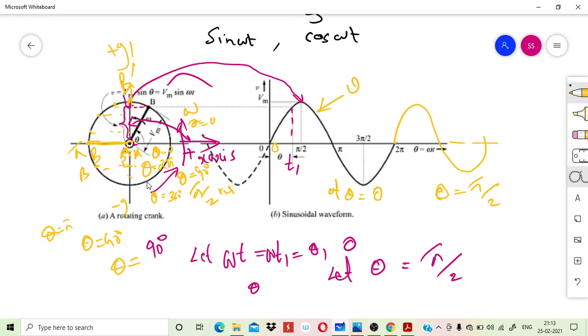So yes. Now I would like to introduce a new terminology, or a new concept, known as phasor.